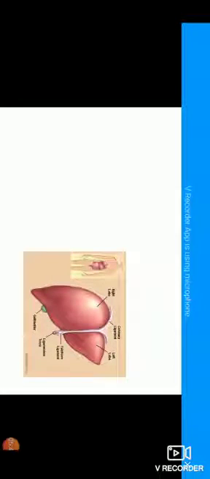Just take a look at the diagram on the screen. What does that look like? That organ is what we call the liver. Liver is a very important organ in the body. It helps to break down many wastes in the body.